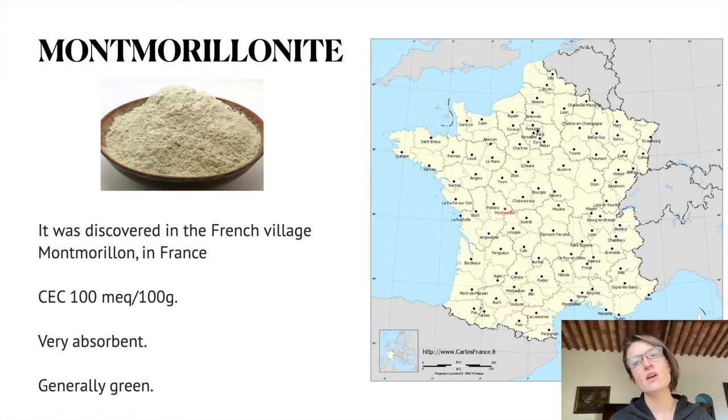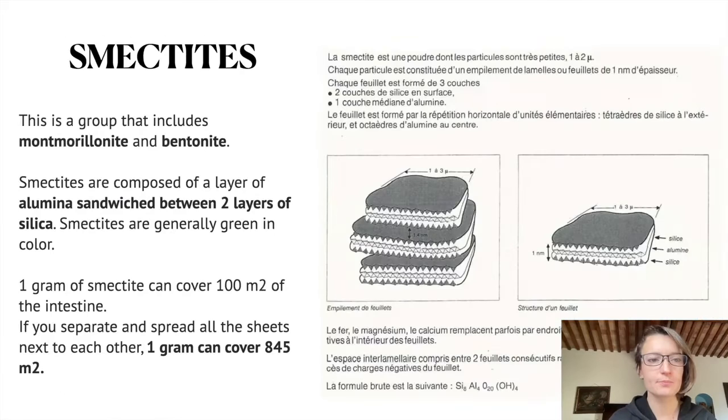So in the smectites group, we have the montmorillonite. I will say it in French because it's a French clay. It was originally discovered in France, in the French village Montmorillon. So we measure the power of clay with the CEC, the cation exchange capacity. This number will tell you how powerful it is. So the montmorillonite clay is 100 mEq for 100 grams. It's very absorbent, as I was saying, and it's generally green in color.